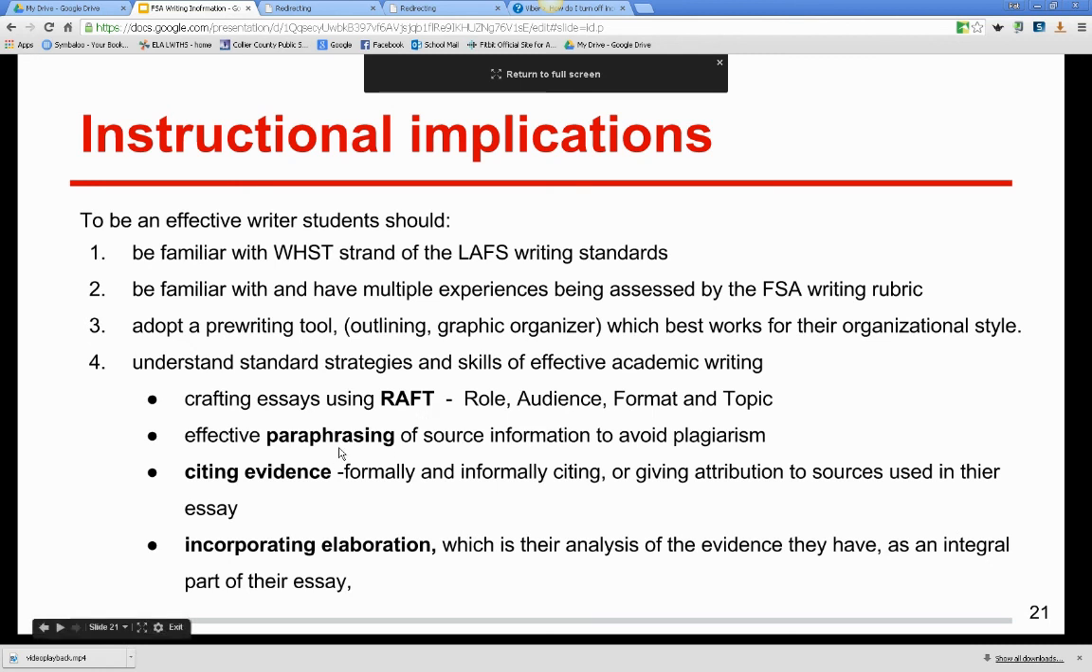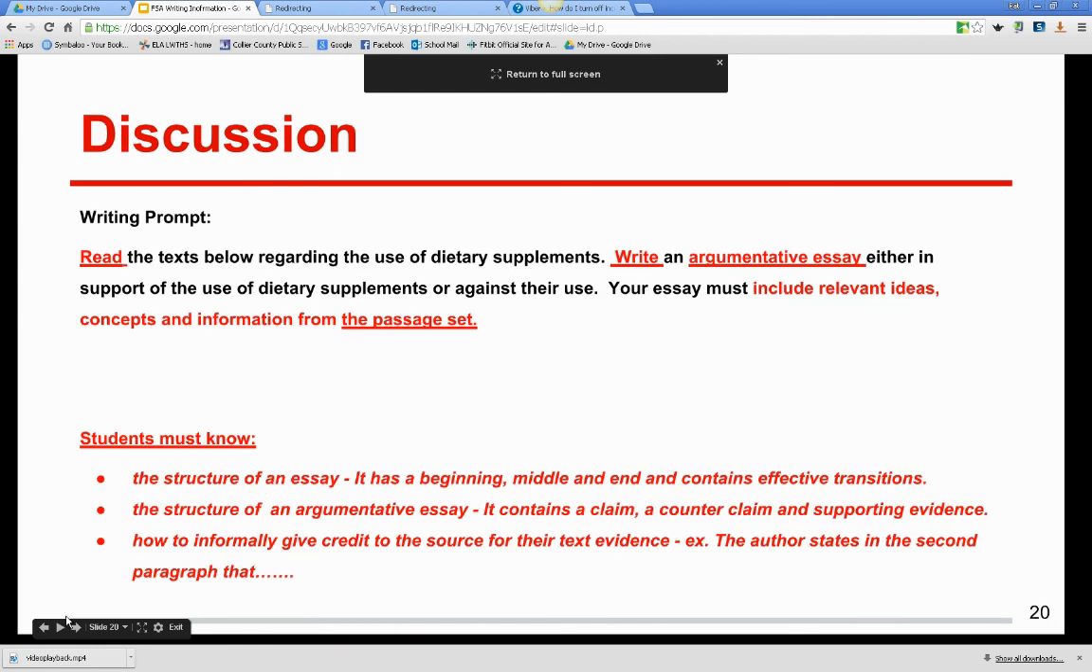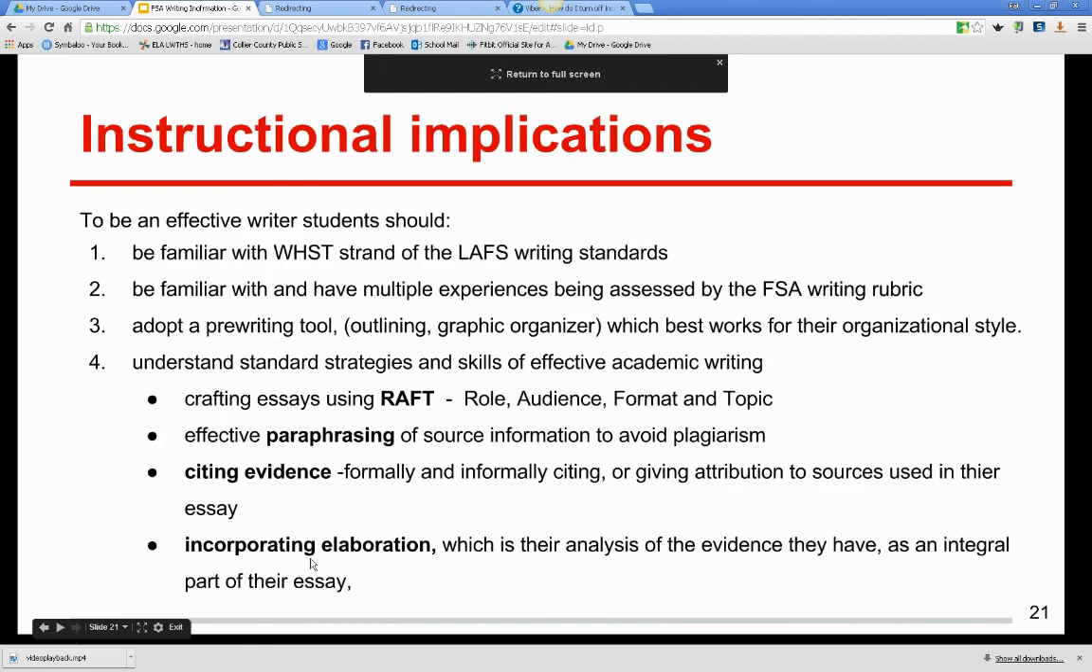They need to know how to effectively paraphrase to avoid plagiarism. They need to know how to cite evidence. In this case, it will be informal citation. And they have to be able to incorporate their elaboration of their evidence. That is their analytical thinking. That is why they chose the pieces of textual evidence to put into their writing.